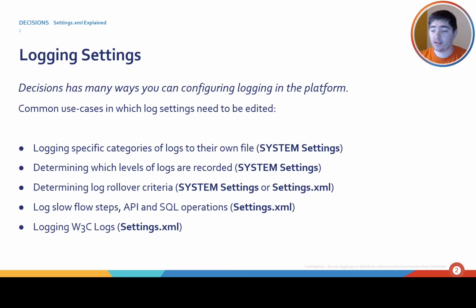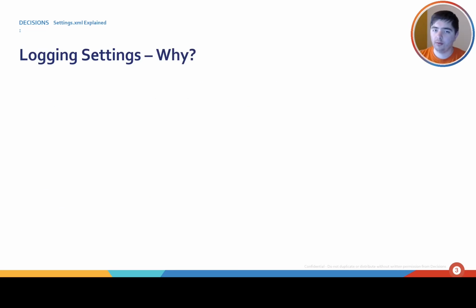Now, going into Settings.Xml exclusive categories, you can determine what the criteria are for logging slow flow steps, API calls, and SQL database operations. That is to say, you can specify how long is too long before one of these operations gets recorded. And the last thing you can do is enable W3C logs, which is an entirely separate category on its own.